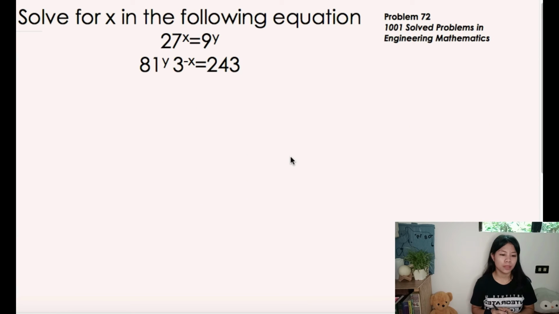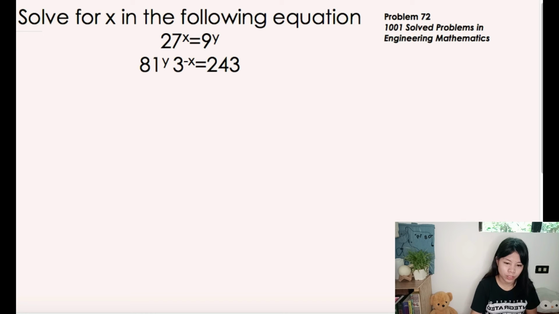So, here we have problem 72 from 1001 Solved Problems in Engineering Mathematics. So, guys, if we have the following equations, lagi niyo tatandaan, kailangan lumabas siya as having the same base. Kaya, kailangan ma-eliminate natin si y. So, since we have two equations and two unknowns, ibig sabihin, nasa-solve natin si x. Okay, solve for x in the following equation.